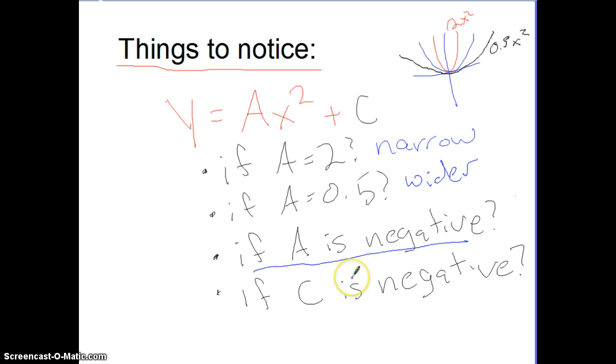Okay, what happens if a is negative? If a is negative, then I get a frowny parabola. I get a parabola that trends down to negative infinity. And if a was positive, I get a happy parabola that trends upwards, up to positive infinity. So I've got a negative parabola here and a positive parabola here.